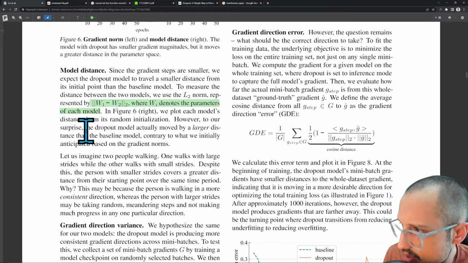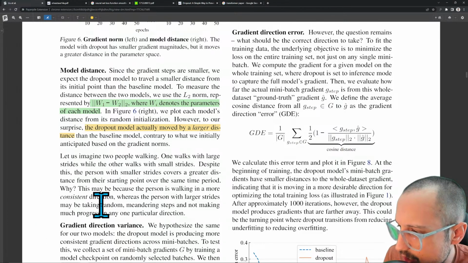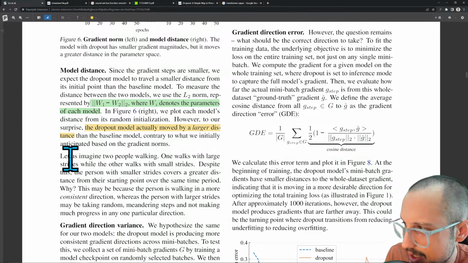However, to our surprise, the dropout model actually moved by a larger distance than the baseline model, contrary to what we initially anticipated based on the gradient norms. So this is actually interesting here. Actually, before I go into my shitty analogy, let's see what their shitty analogy is.